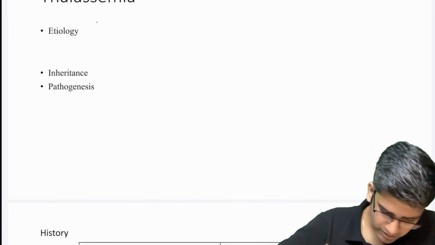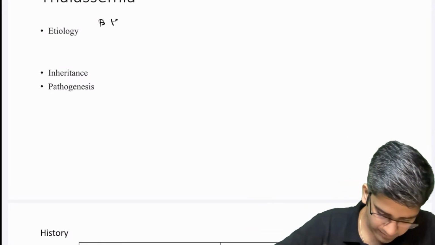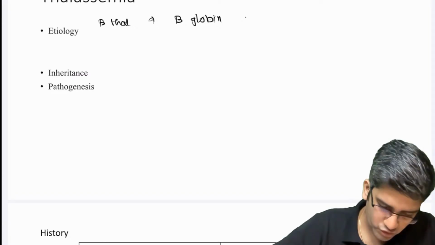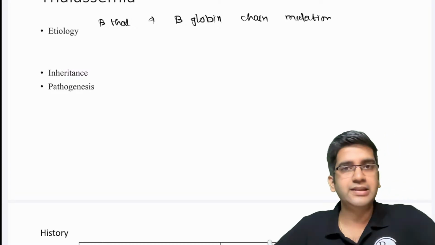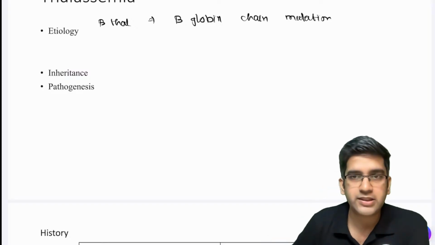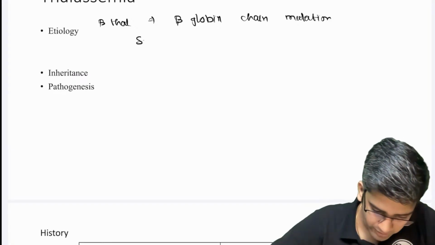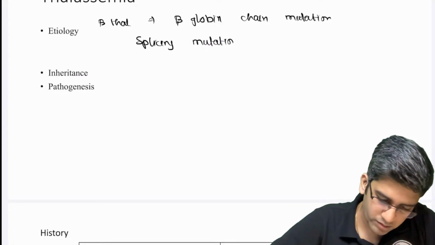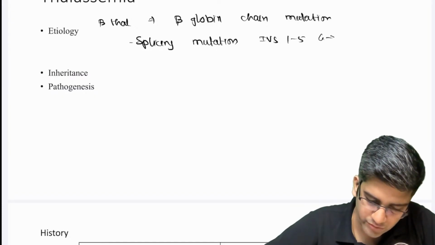So etiology here, beta and alpha, we will predominantly focus on beta. We'll write beta thalassemia. In beta thalassemia, I'm going to have beta globin chain mutations. There are multiple things there. Splicing mutation is one of the most common ones. The most common is obviously splicing mutations. If you can remember, write this: IVS 1-5, G to C.